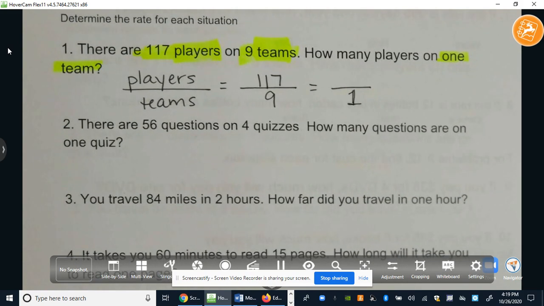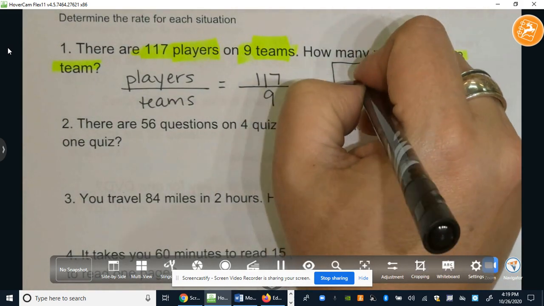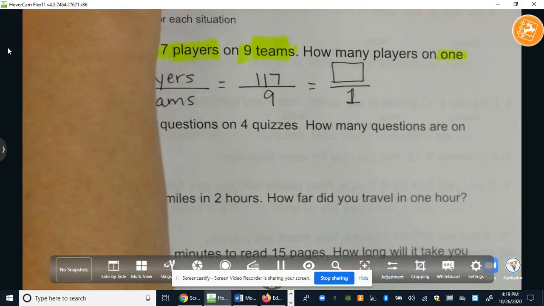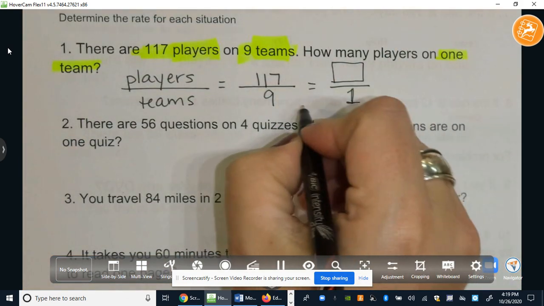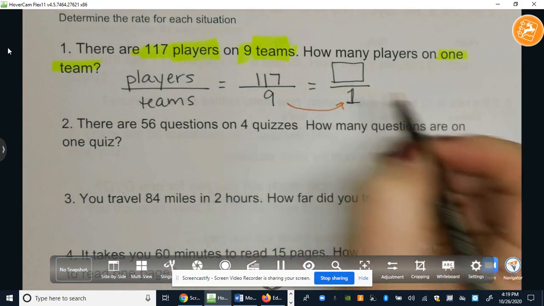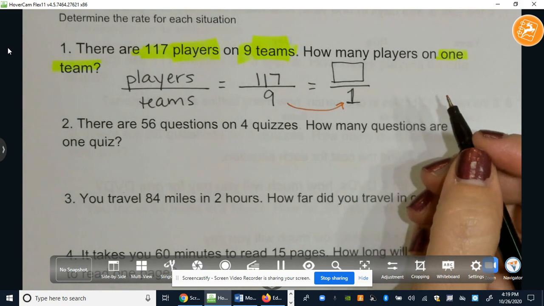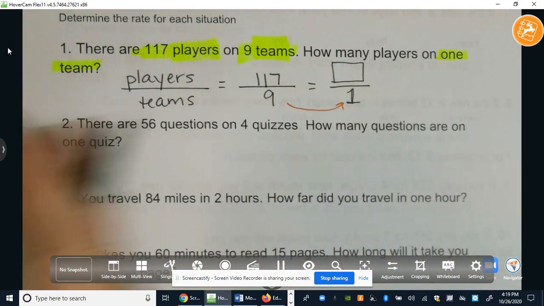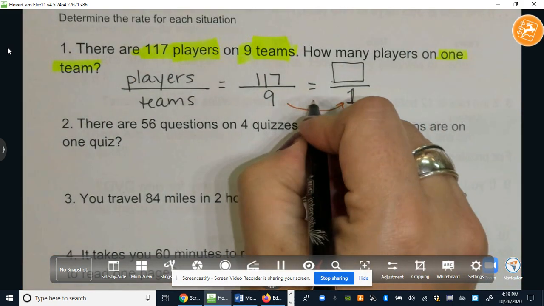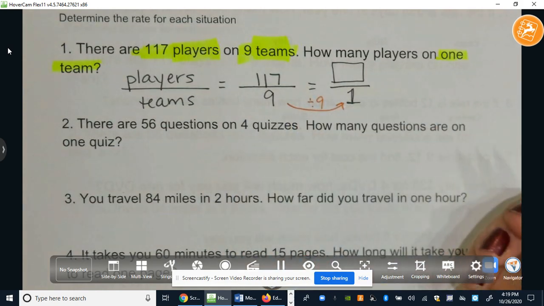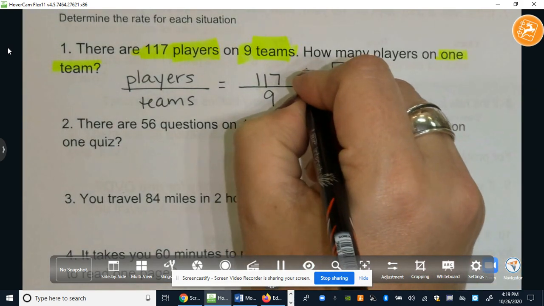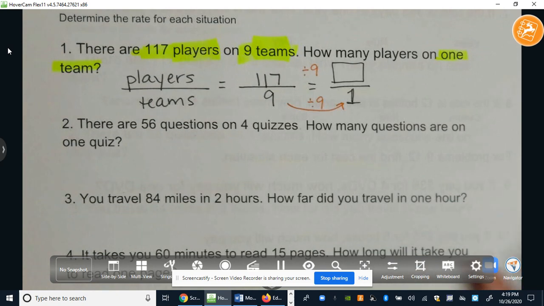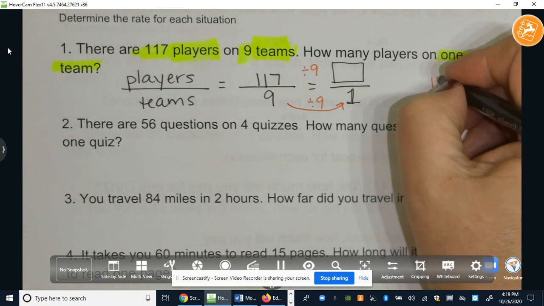All right, now I've got to figure out what this number is going to be. Well, I could go from 9 to 1 by dividing. Remember, rates is a comparison by division. So I'm finding the unit rate, which is 1, so I divide by 9 to get 1. If I do to the bottom, I have to do to the top, divide it by 9. So I don't know that right offhand.